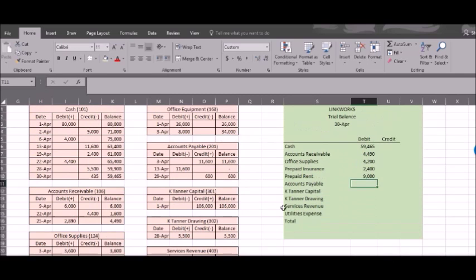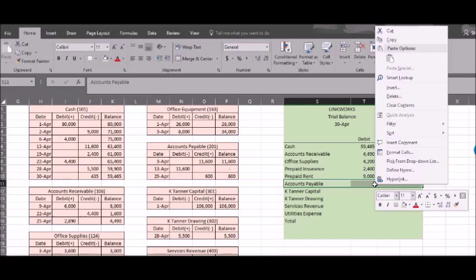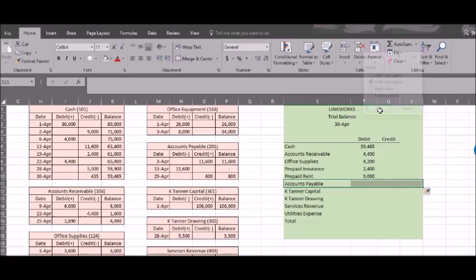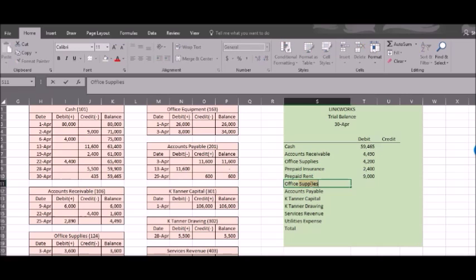And then we come up to, oh, look at that, I forgot one. Okay, I forgot one, so watch this. I'm going to select that whole thing. I'm going to insert, shift cells down, okay. After prepaid rent, we should have office equipment. There we go. Office equipment has a balance of $34,000. It's an asset, so it's a debit balance, right?